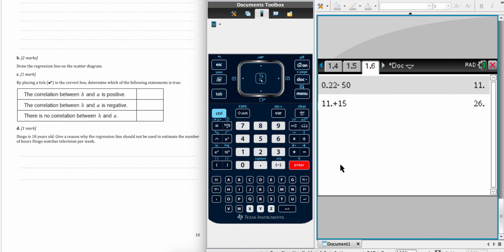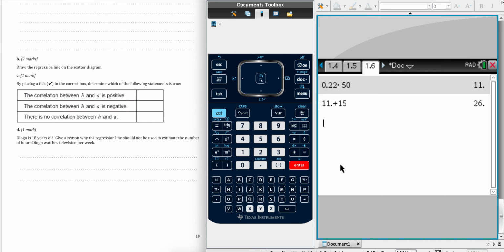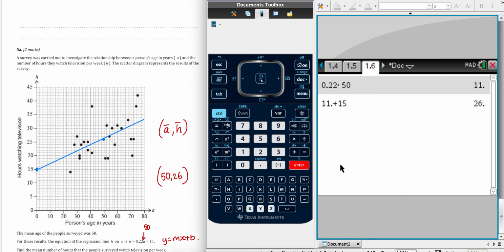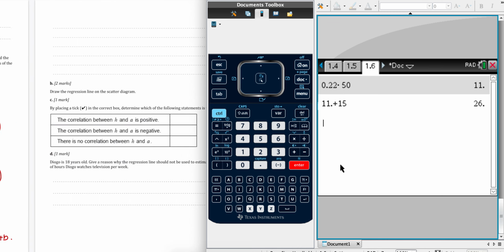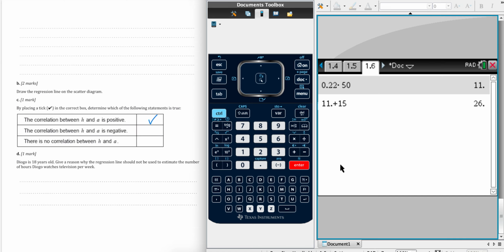So the next one is to place a tick saying whether the correlation is positive or negative, or there's no correlation. So if I look at the graph, I can see that roughly it's in this kind of a shape. So there does seem to be some sort of pattern, and it seems to be moving in this way. Plus, if there's a regression line, there must be some sort of correlation there, otherwise we wouldn't draw it. So now we've just got to decide, is it positive or negative? And it's going in this direction, so that would be a positive line. So my line of regression is positive.